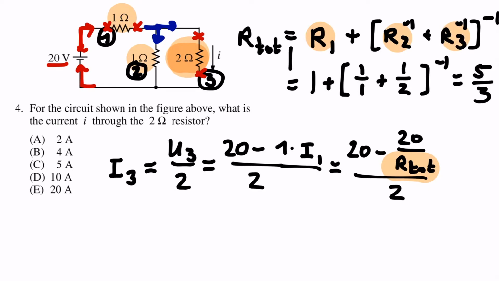If we plug this into our equation for the current we're interested in, this gives 4 amps. So answer B is correct.